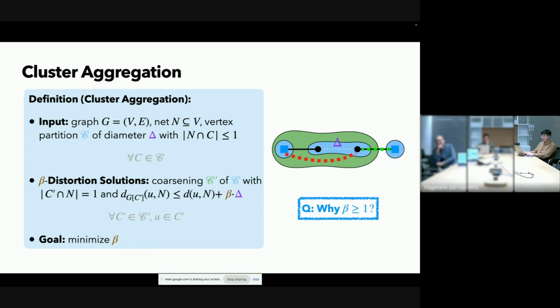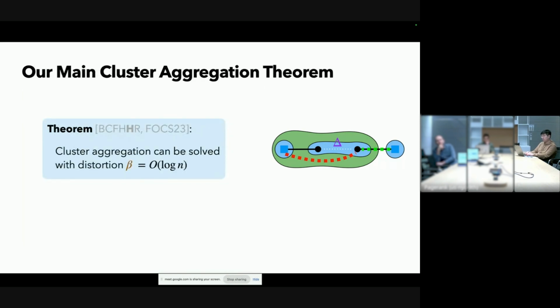Now, what did we show for this problem? Well, basically you can solve this problem with distortion at most log n. And it's some sort of nice symmetric tie-breaking argument. There are some cute probabilistic arguments to do this. But basically you can solve it with log n, and I guess we have some unpublished super constant lower bound. So in some sense you shouldn't do better.